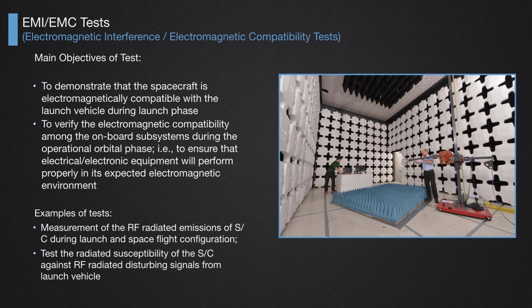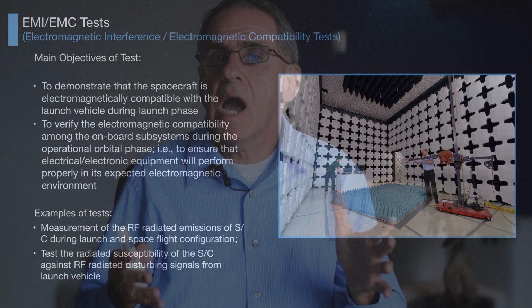Okay, let's talk about the electromagnetic interference and electromagnetic compatibility tests, the EMI/EMC tests. Recall that the spacecraft has a large amount of equipment installed inside its structure. That means several of them can be operated at the same time during the flight. So there's also a risk that one equipment can impose some kind of electromagnetic interference on the other equipment right next to it.